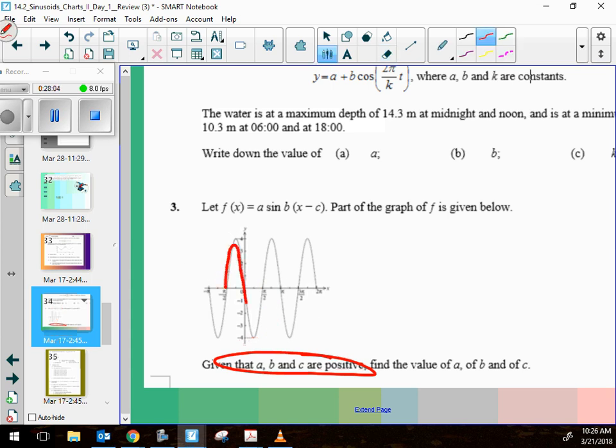Here's where sine would normally have been. How far did it get shifted until it looked like that? Well, here's where sine would have been. That's normal sine. It apparently got shifted either that way or that way. And how could you shift it that far? You would say pi over 2.